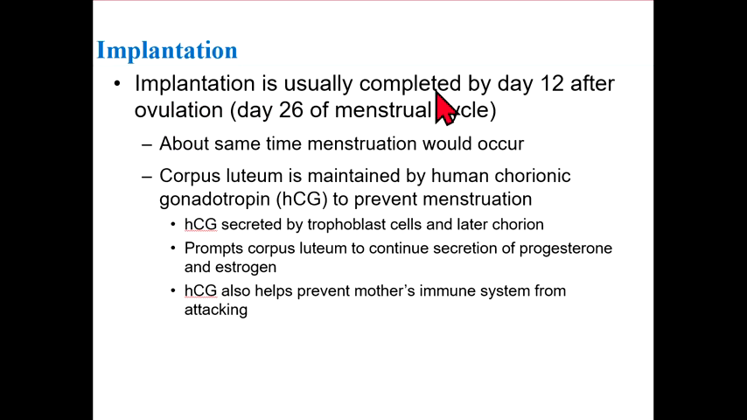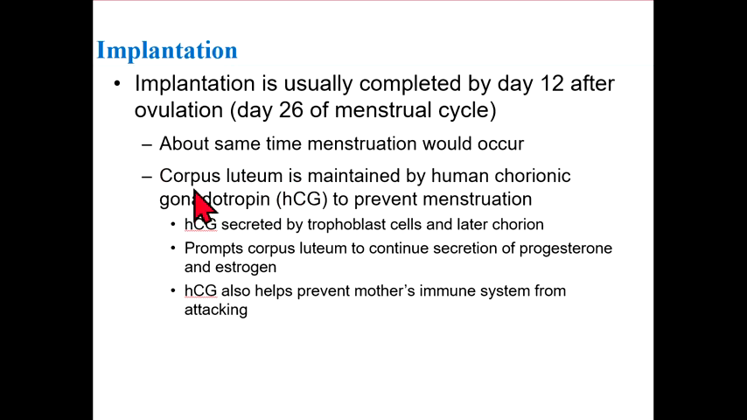So, implantation is usually completed 12 days after ovulation. Remember, ovulation typically happens at day 14 of the cycle, so 12 plus 14, that's the 26th day of the cycle. That's about the same time menstruation would occur. So implantation or menstruation happens at the same time, just depending on whether there's fertilization or not.